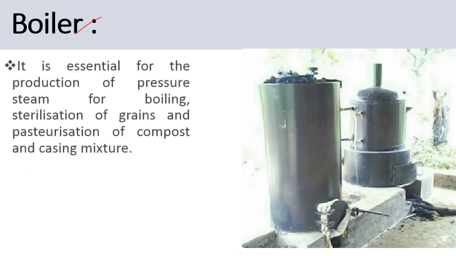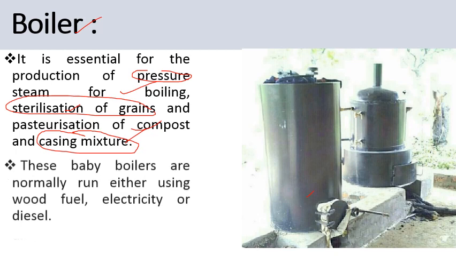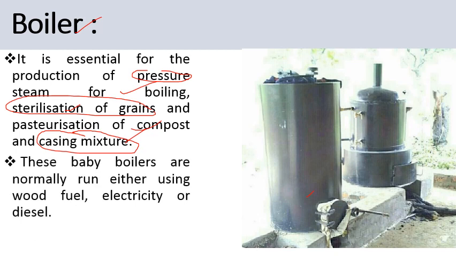Next instrument is boiler, as the name indicates. It is used to produce the precious steam, which is used for sterilization. It is essential for the production of precious steam for boiling, sterilization of grains and pasteurization of compost and of casing mixture, which we use for mushroom cultivation. The fuel used for this may be wooden fuel, or we can use electricity or diesel for producing this heat. So these baby boilers are normally run either by using wood fuel, electricity or diesel.